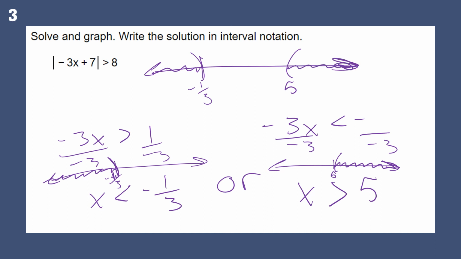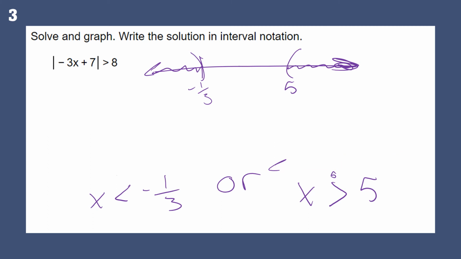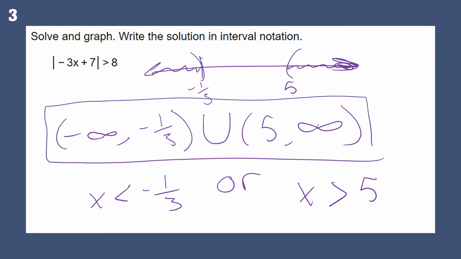Now, how do we write that in interval notation? It was easy enough to write it in just inequality notation because that's what we solved it as. But in interval notation, that means we're going to write from negative infinity to positive infinity. Although it doesn't go all the way from negative infinity to positive infinity. It goes from negative infinity to negative 1/3. And then it pauses and it picks up over here at 5 to positive infinity. And in between those, since this is an or, we're going to put a u. And that's the way we're going to write that in interval notation.